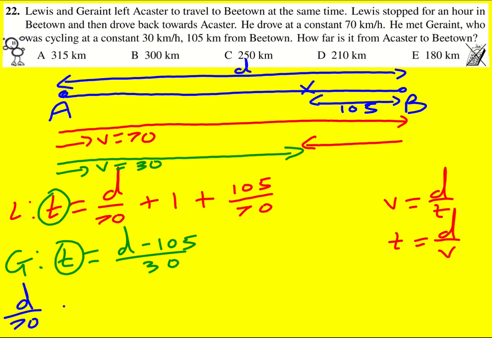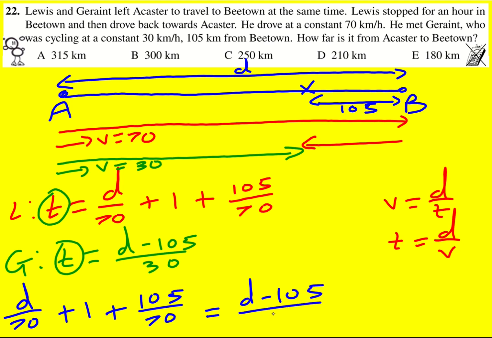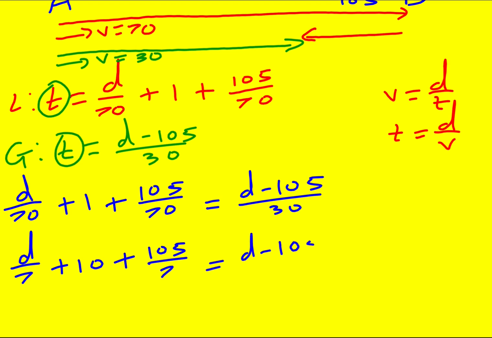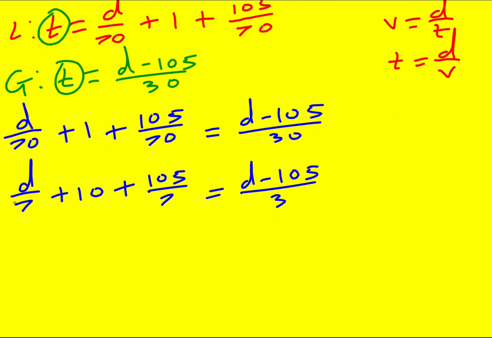So D over 70 plus 1 plus 105 over 70 is equal to D minus 105 over 30. The first thing I'm going to do is times through by 10, because then I'll get D over 7 plus 10 plus 105 over 7 is equal to D minus 105 over 3. And now I'm going to times through by the lowest common multiple of 7 and 3, which is 21.